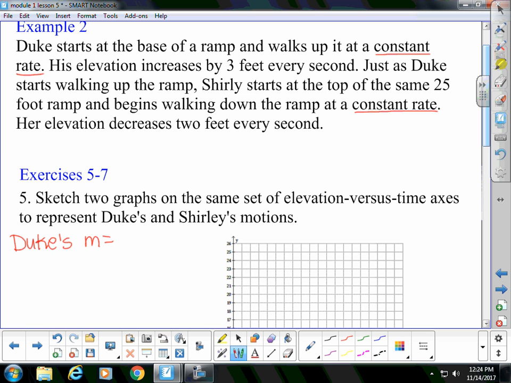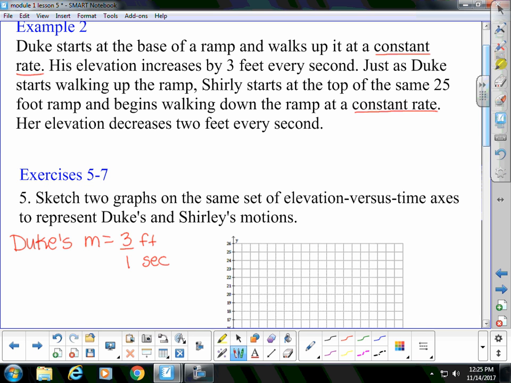They said that Duke, his elevation is increasing by 3 feet every second. So that would be 3 over 1. And that was 3 feet for every 1 second. So that would be his slope.